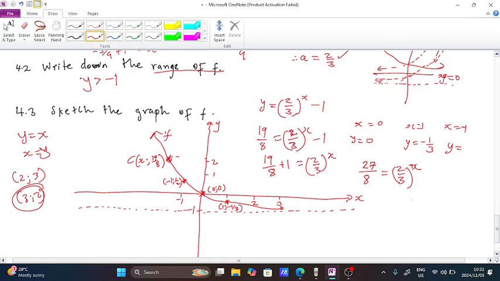Now we're applying the exponential law. 27 is 3 to the power 3, and 8 is 2 to the power 3. So 3 over 2, all to the power 3, equals 2 over 3 to the power x.